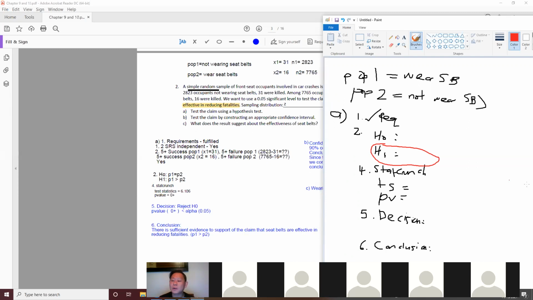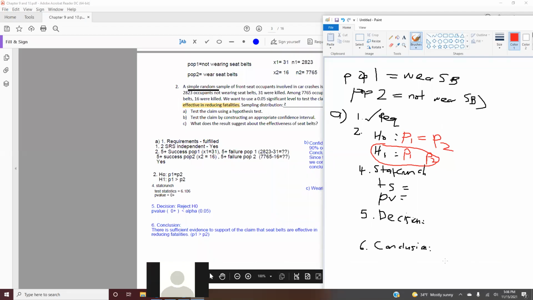So this is still P1 equals P2, your null hypothesis. P1 equals P2 is always equal. Anyone want to do the alternative hypothesis, H1 or HA? P1 is what here? Anyone? Grace? Is it less than?